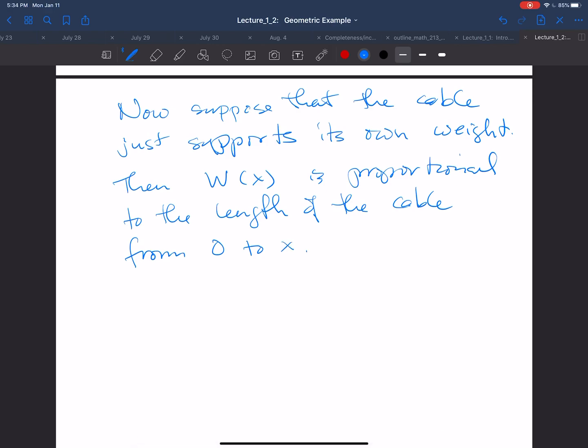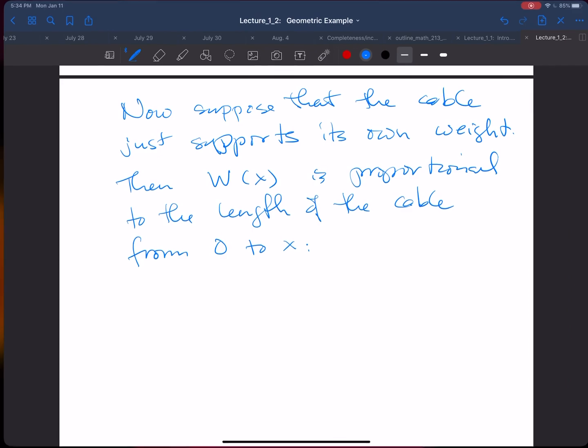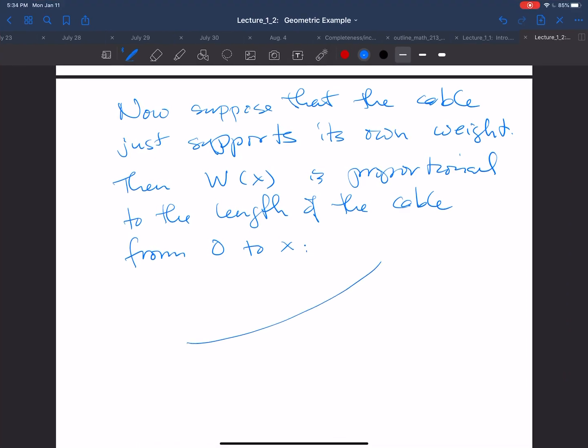This isn't quite as simple. So what we're going to have to do is look, say, at a typical infinitesimal piece of that cable. So suppose this is the point x. Let's consider an infinitesimal horizontal displacement dx and an infinitesimal vertical displacement dy, and we'll call this distance here dl.